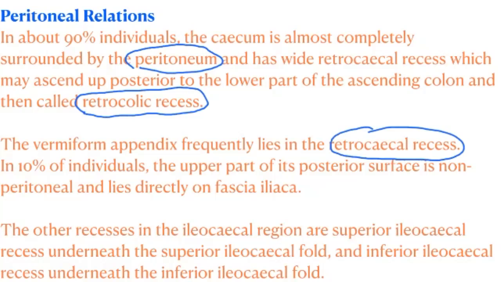Superior ileocecal fold. It lies between the ileum and ascending colon. It's a fold of peritoneum from the posterior abdominal wall raised by anterior cecal artery. Therefore, it is called the vascular fold of caecum. It guards the superior ileocecal recess and opens downwards and to the left.